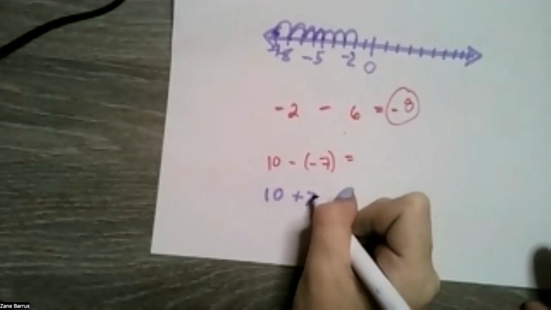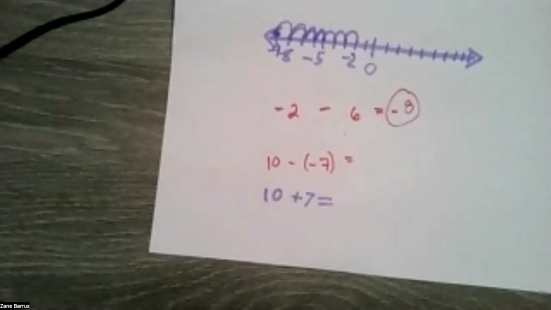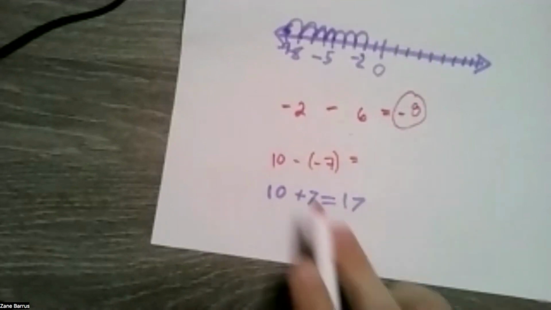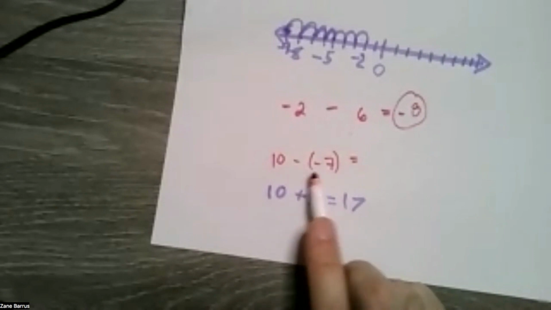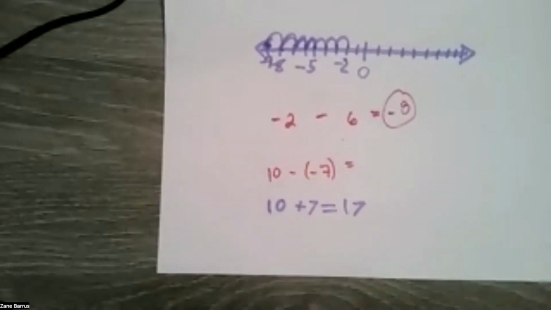Okay, good. Now that looks like a problem you learned how to do back in like 1st grade, doesn't it? Okay, so give us our answer. 17. All right, so even though this looks really intimidating, the double negatives, sometimes just switching it out for a positive makes the problem a lot easier. Okay, good.